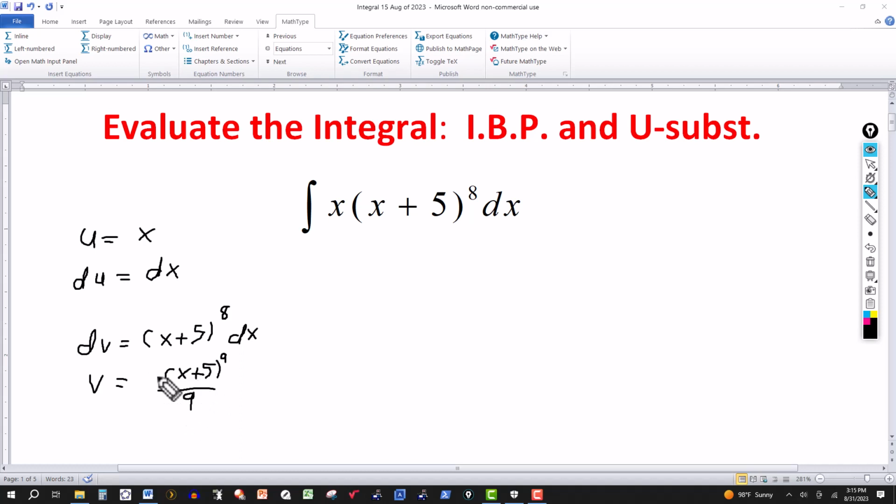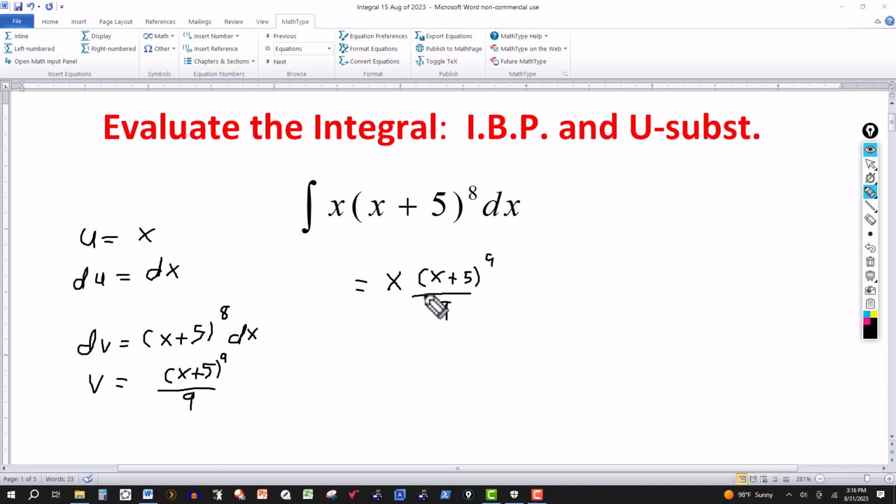So you can check it by taking the derivative. This will be 9 times the coefficient, the 9's cancel out, subtract 1 from the 9, we get the 8, and the derivative of x plus 5, that's your chain rule, is 1, gives me the same thing to start off with. So then we're set here. The formula tells me it's going to be u times the v. So this is x, your u, and the v is (x plus 5) to the 9th over 9.